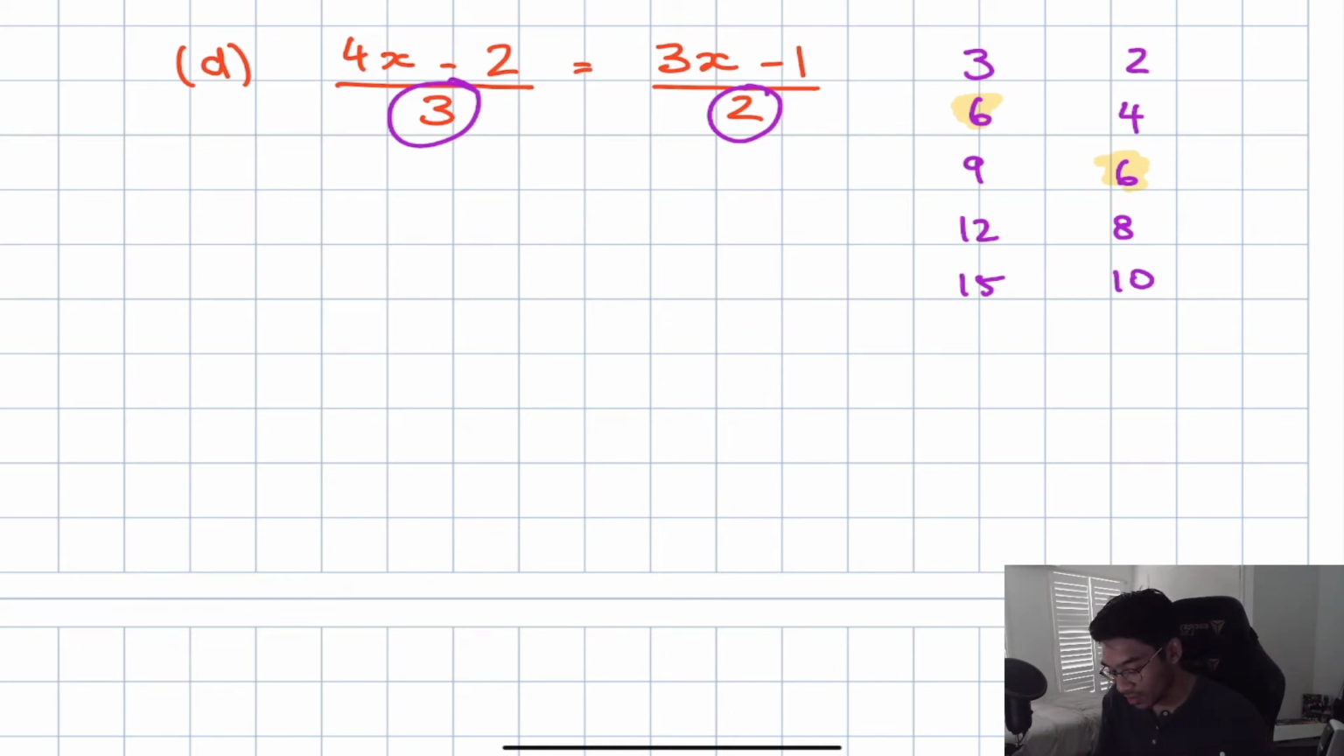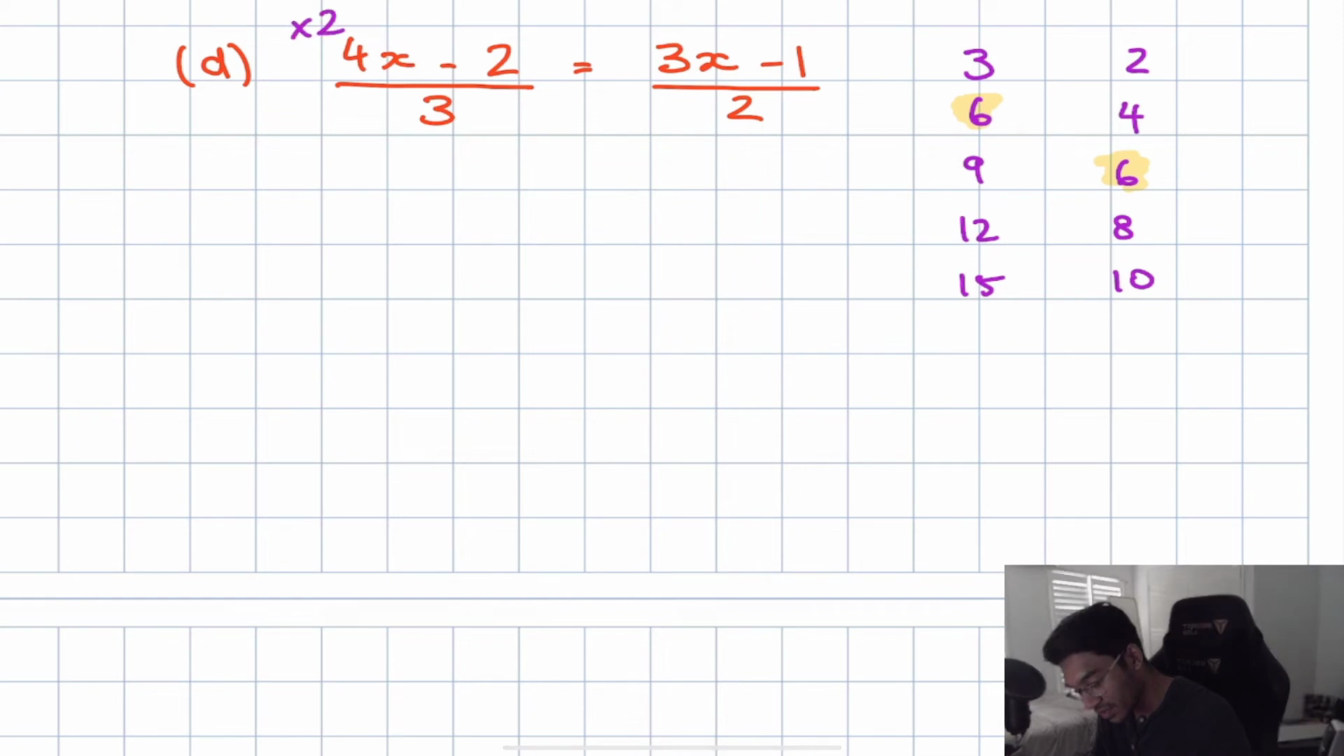So 3 times 2 is equal to 6. What that means is I'm going to times this entire side by 2. And 2 times 3 is equal to 6. So that means I'm going to times this entire side by 3. So I'm going to go ahead and do that now.